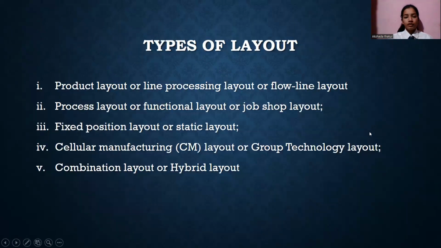Now, types of layout. First, product layout, also known as line processing layout and flow line layout. Process layout, also known as functional layout or job shop layout. Fixed position layout, also known as static layout. Cellular manufacturing layout, also known as group technology layout. Combination layout, also known as hybrid layout.